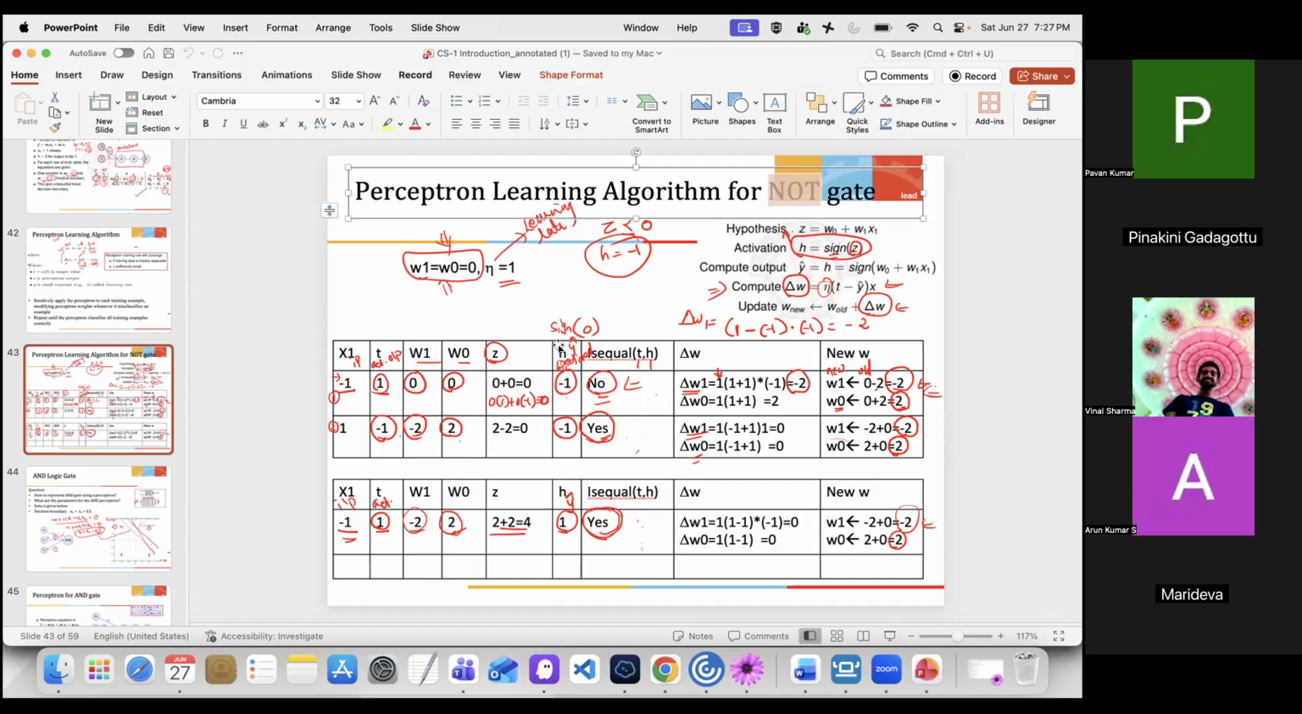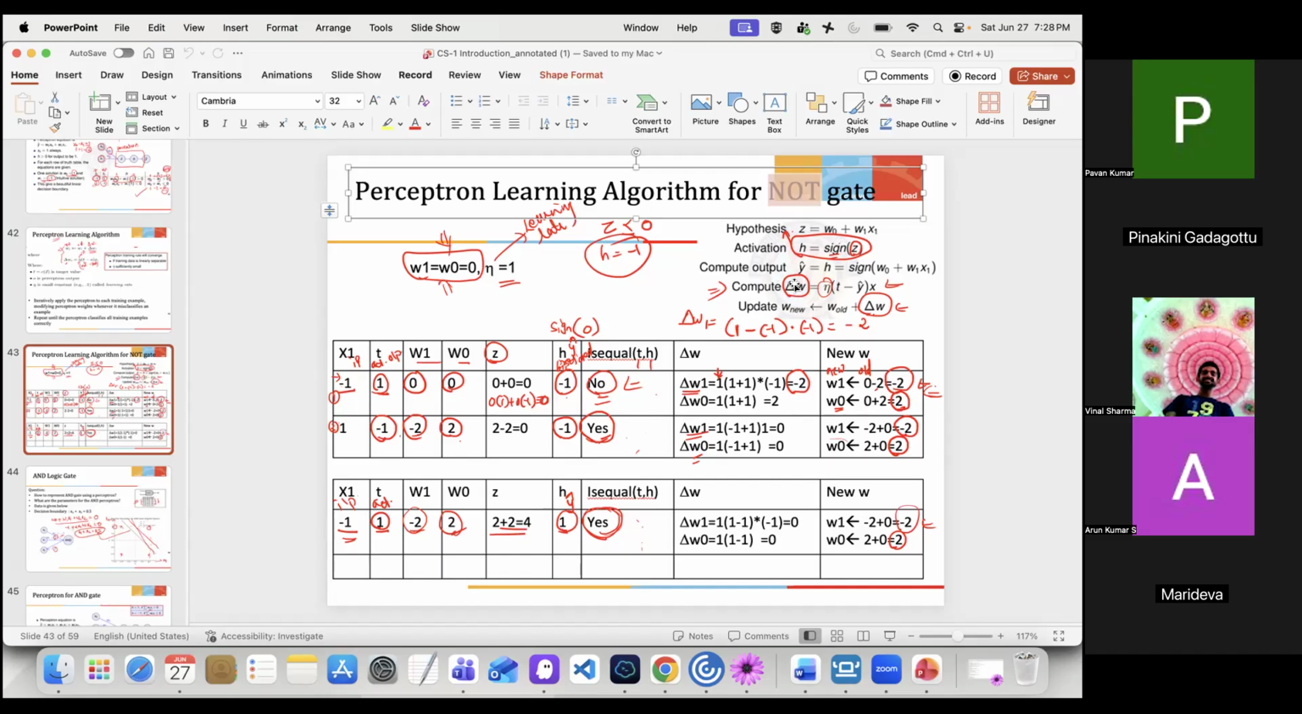The sign function works like this: below 0 it is -1, above 0 it is 1. So here, since it is 0, it is -1. Is that matching? We got -1, but we expected 1, right? So that is not correct. So what we do next is that there is a formula to compute the delta.